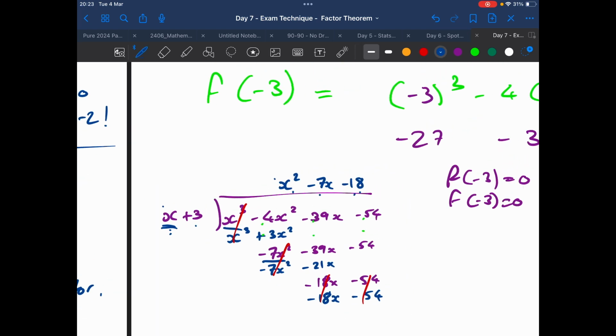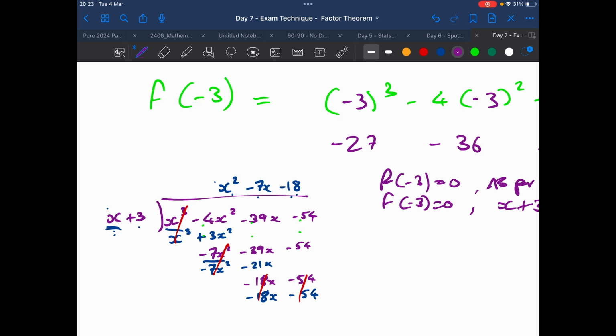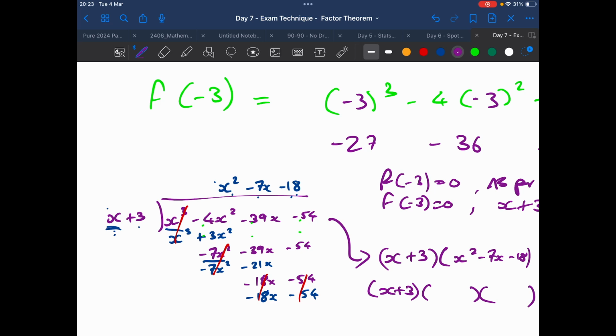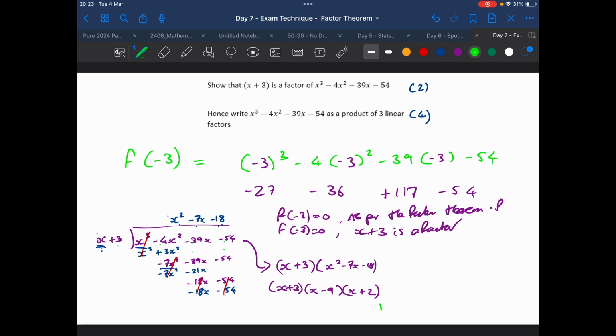So let's zoom out. We're going to say then that all of this business can be written as x plus 3 and then an x squared minus 7x minus 18. And we were going to write this as 3 linear factors. When it's a quadratic, it's much easier. So if you play around with that one there, you should get a minus 9 and a plus 2. So I hope you got this other one okay by this method, or otherwise, there we go. That's the factor theorem and our long division.